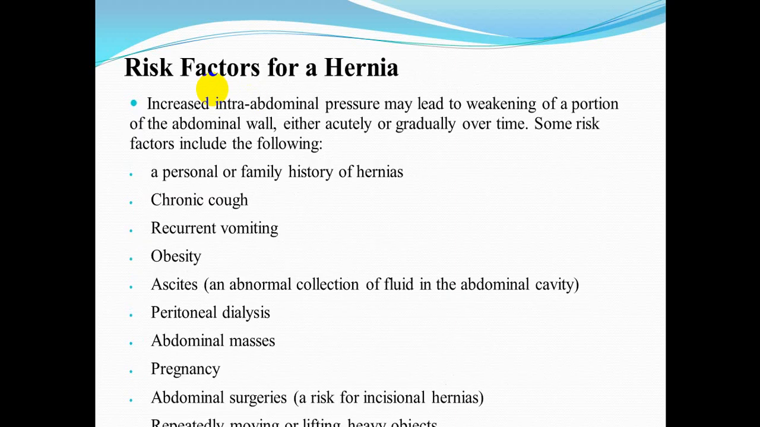Risk factors for a hernia: increased intra-abdominal pressure may lead to weakening of a portion of the abdominal wall, either acutely or gradually over time. Some risk factors include the following: a personal or family history of hernia, chronic cough, recurrent vomiting, obesity, ascites, abnormal collection of fluid in the abdominal cavity, peritoneal dialysis, abdominal masses, pregnancy, abdominal surgery, a risk for incisional hernia, repeatedly moving or lifting heavy objects. هاي بالنسبة للريسك فاكتور.